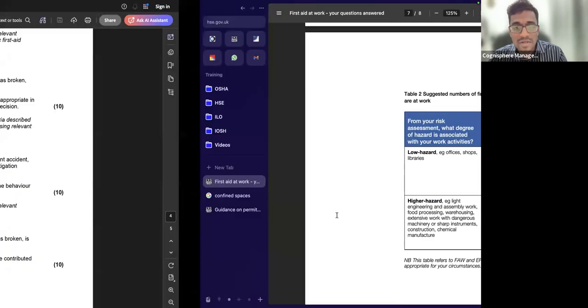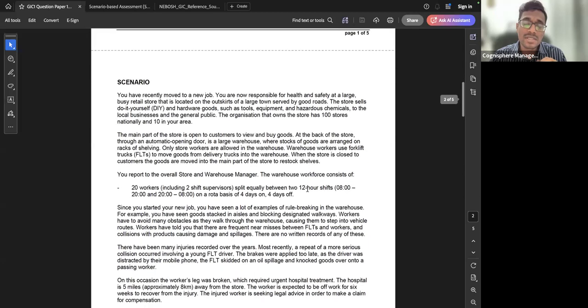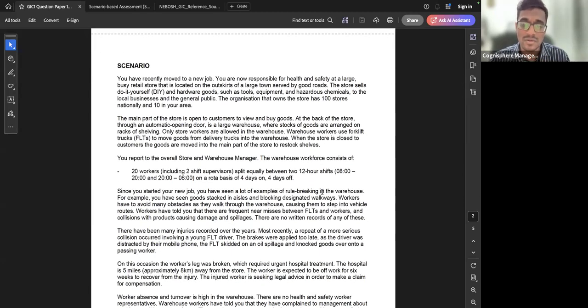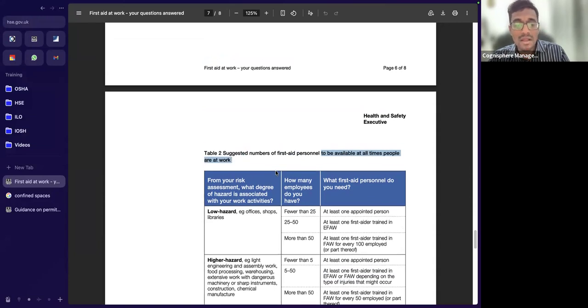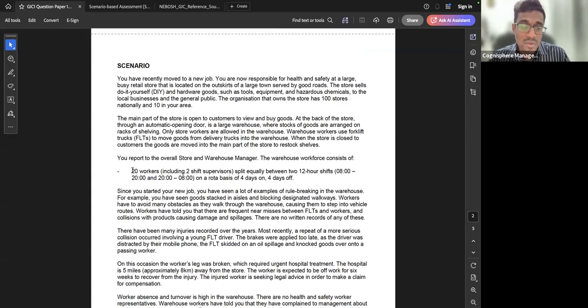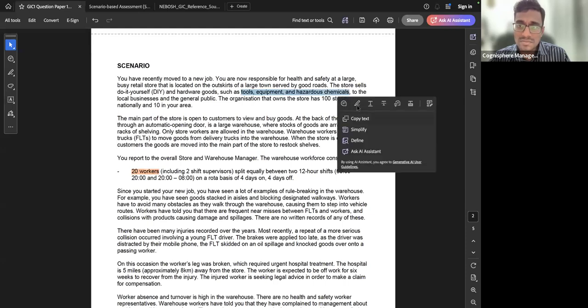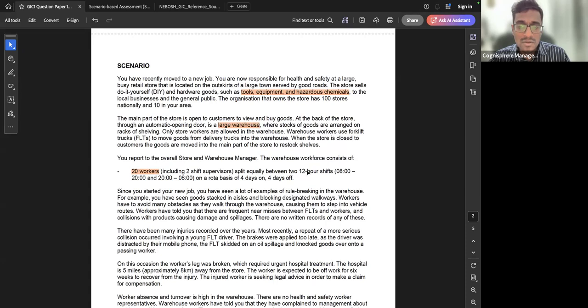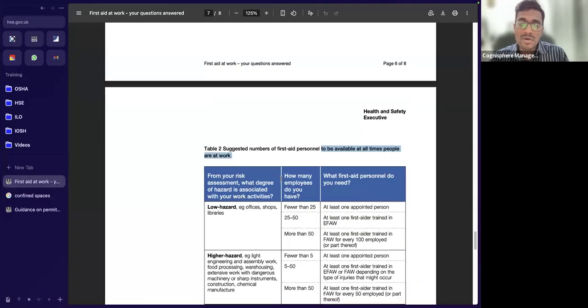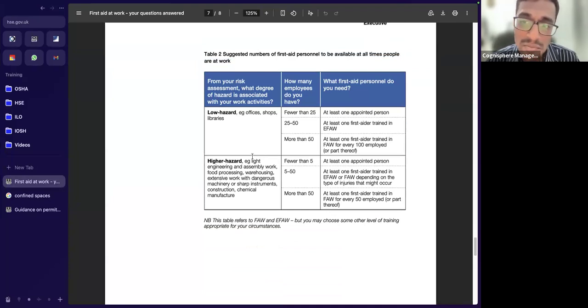Now, going back to the scenario, if I ask you, how many trained first aiders are to be stationed in this warehouse? And remember, the suggested number of first aid personnel is to be available at all times people are at work. From the scenario, 20 workers including two shift supervisors, so there are 20 workers, and it is a high risk workplace because it is a warehouse. You have 20 workers who work in two 12-hour shifts. So based on this data, you tell me how many trained first aiders should be there as a minimum.